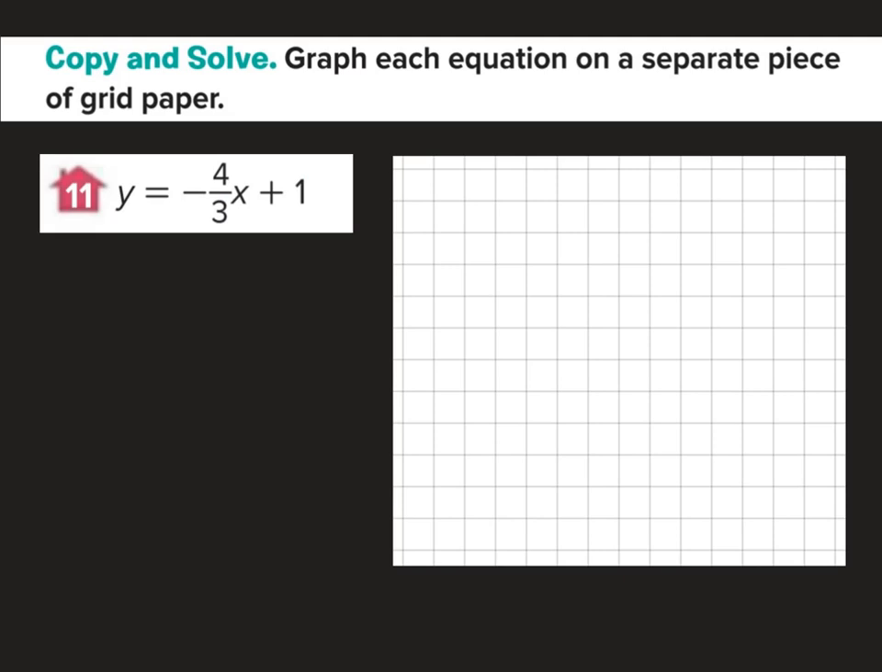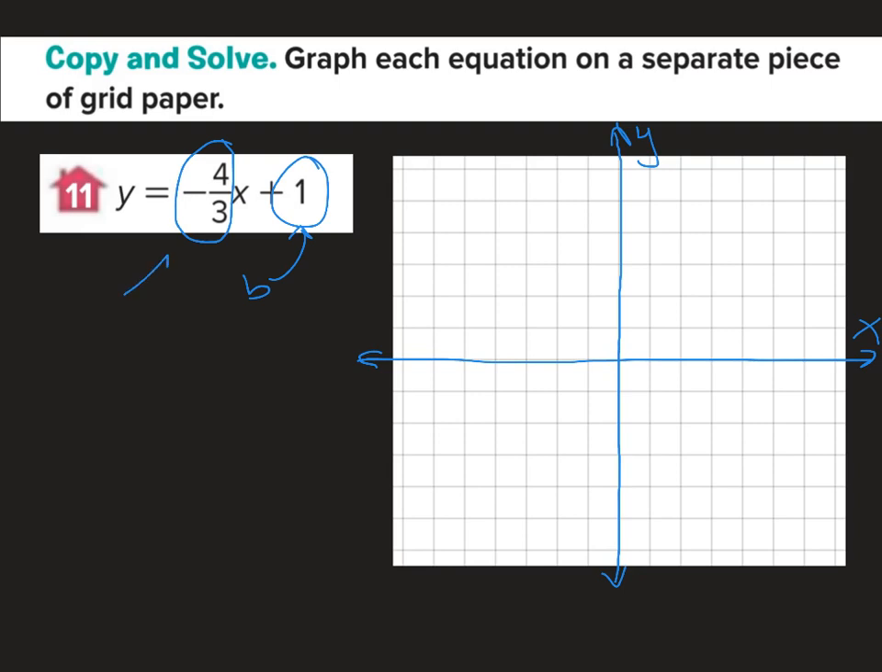Number 11, I have to do the same thing. I'm graphing the equation. Start off by labeling my x and y axis. Oh, whoops. I got them confused. Y and x. And then I'm graphing the line negative 4/3 x plus 1. So 1 is my y-intercept, and negative 4 over 3 would be my slope.